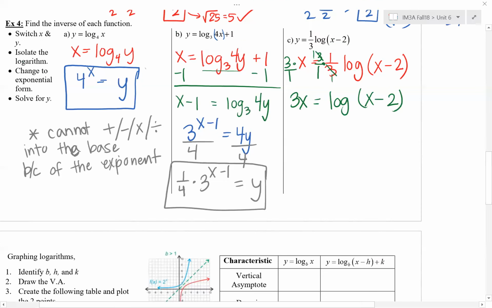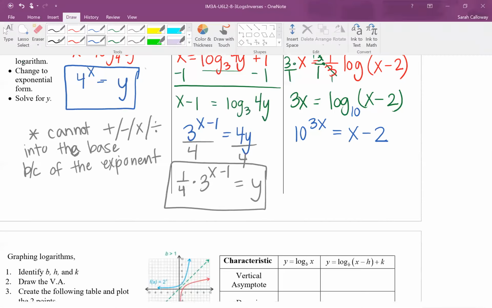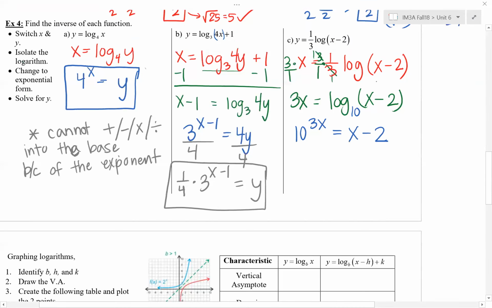And then for step 3, we're going to change it to exponential form. So remember that if there is no base, we really have a base of 10. So we're going to rewrite this as 10 to the 3x power equals x minus 2. Uh-oh. I have 2 x's. So let's go back. We were supposed to write a y here. So hopefully you guys caught that before I did. So we had a y here, we had a y here. This guy's a y. I'm going to erase that so that it looks a little better.